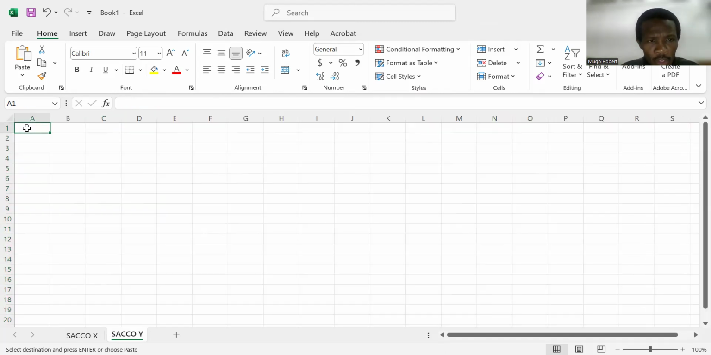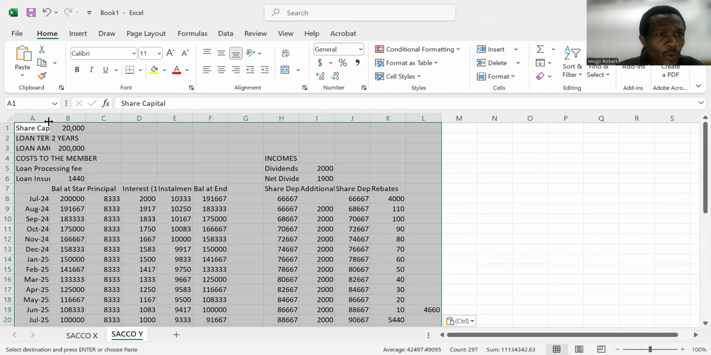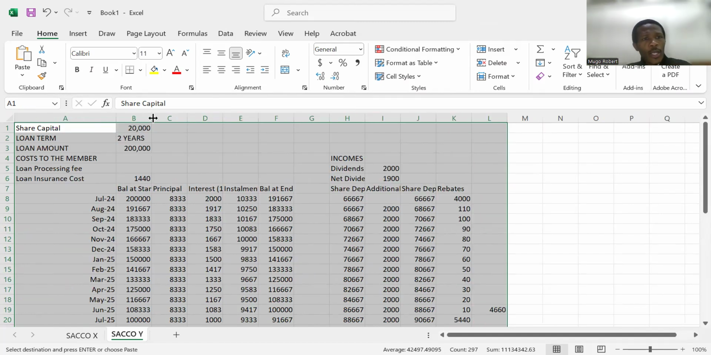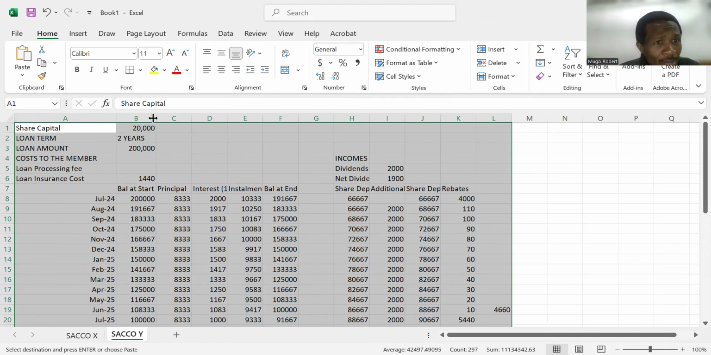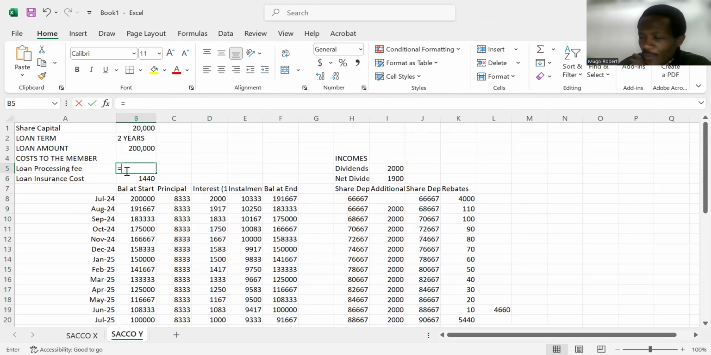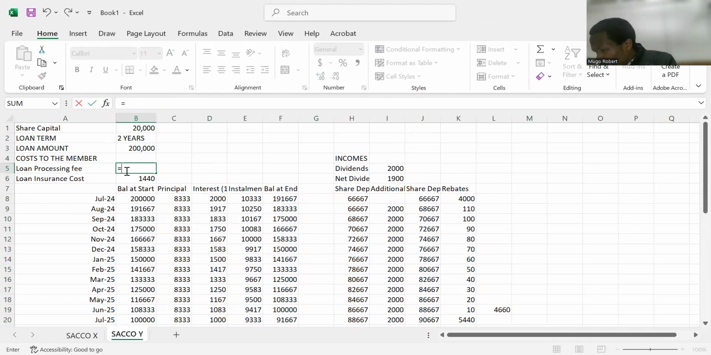Now, for Sacco Y, just like for Sacco X, share capital is 20,000. The loan term is 2 years. The loan amount is 200,000. Sacco Y now is operating a different way. It has a loan processing fee. And the loan processing fee is 2%.